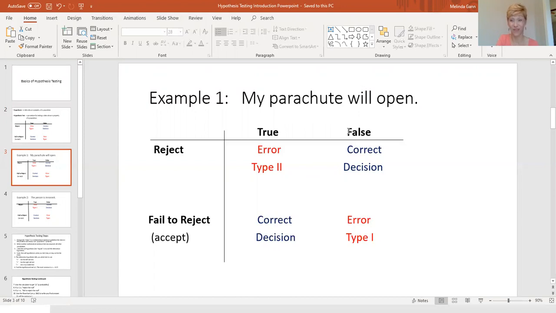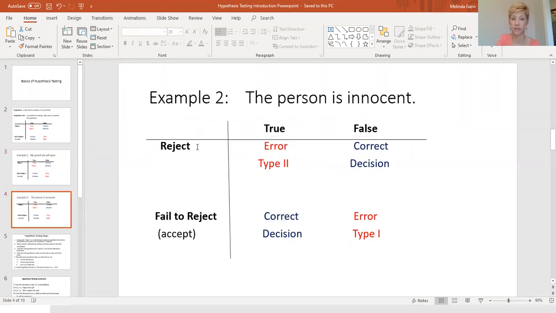Pretty dire. Okay, so I think we can all agree in this situation, death is a little worse than missing the thrill of a lifetime. So in this particular situation, this particular example, a type 1 error is worse than a type 2 error. But look at a different situation, okay? This example deals with the American court system.